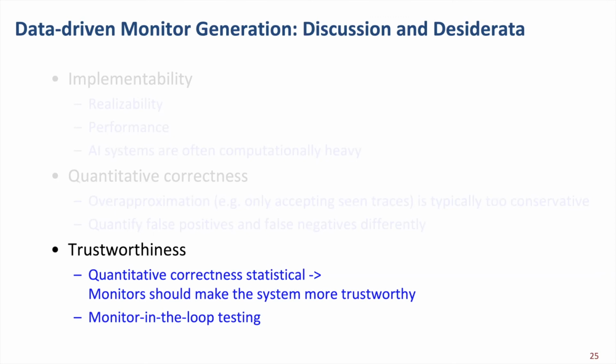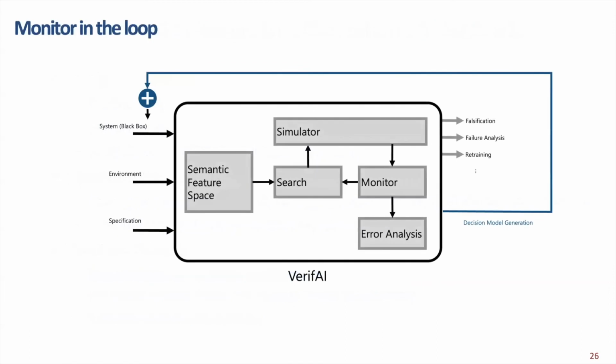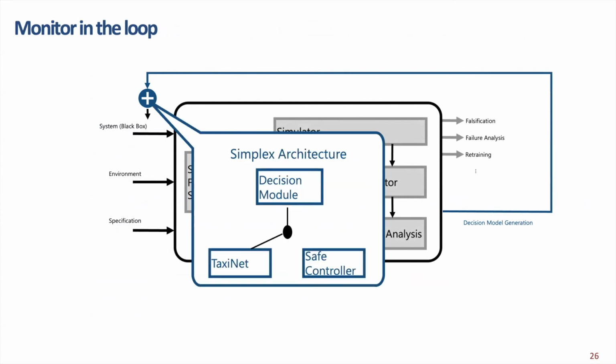And we can actually show that by putting the monitor in the loop and then running Verify again. So what do I mean by that? After we generate a monitor, we're basically putting the monitor on top of the system. And then we again have a system which we can run through our simulation, falsification algorithms and everything. And so this is the simplex architecture. We really make that part of our system and then rerun everything, and can use it to actually find new weaknesses of the monitor and improve our decision model generation.